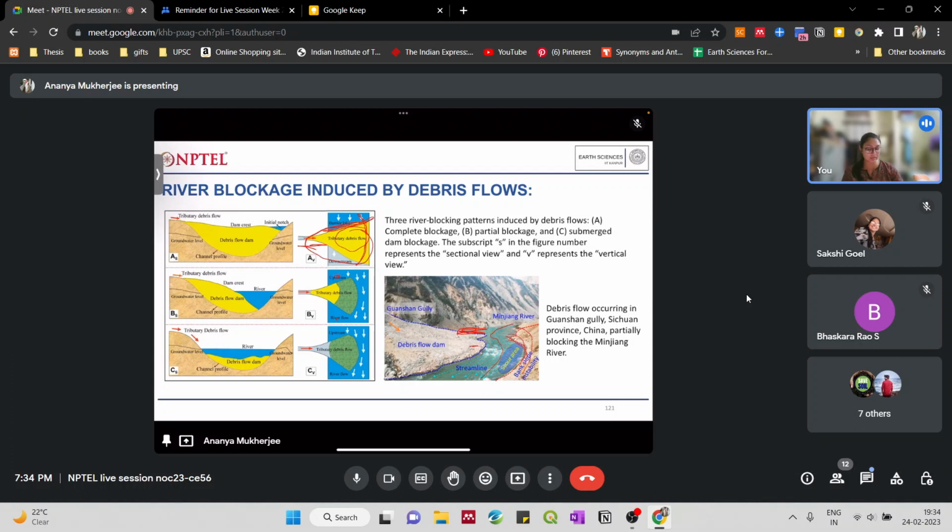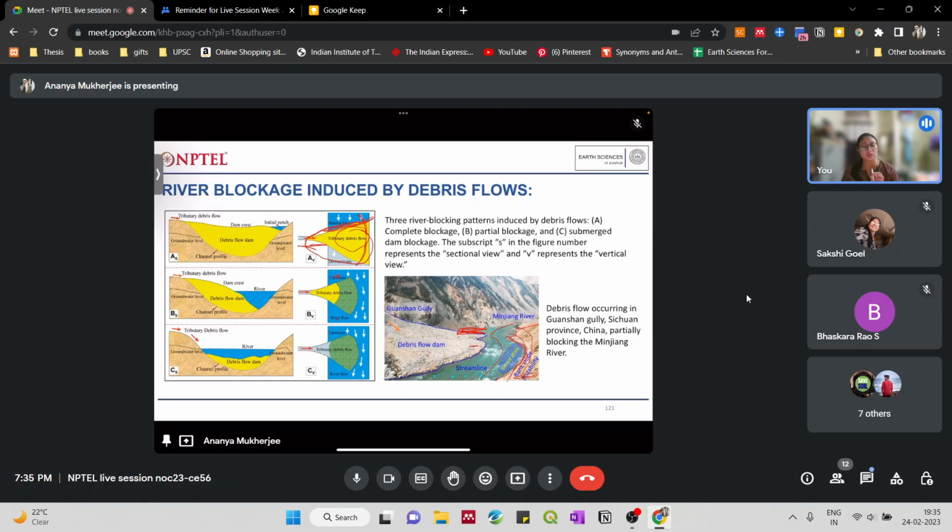This side river bank, and this will again induce a bank slope instability. Because the erosion is happening, the stability is going to change with time. So you could have complete blockage, you could have partial blockage, or you could have a submerged blockage because of the debris flow. Over here you can see the cross-sectional view and also the plan view of how debris flows can happen and affect the flow of the river.